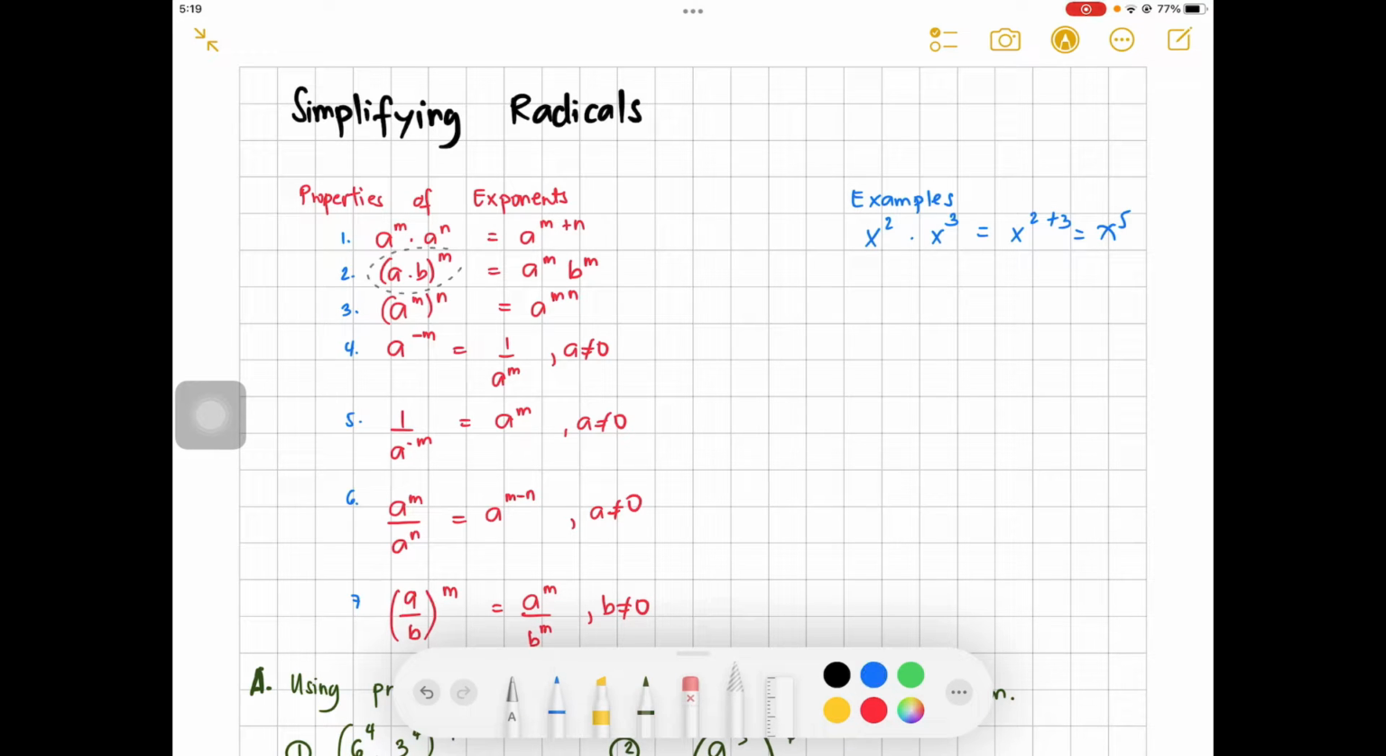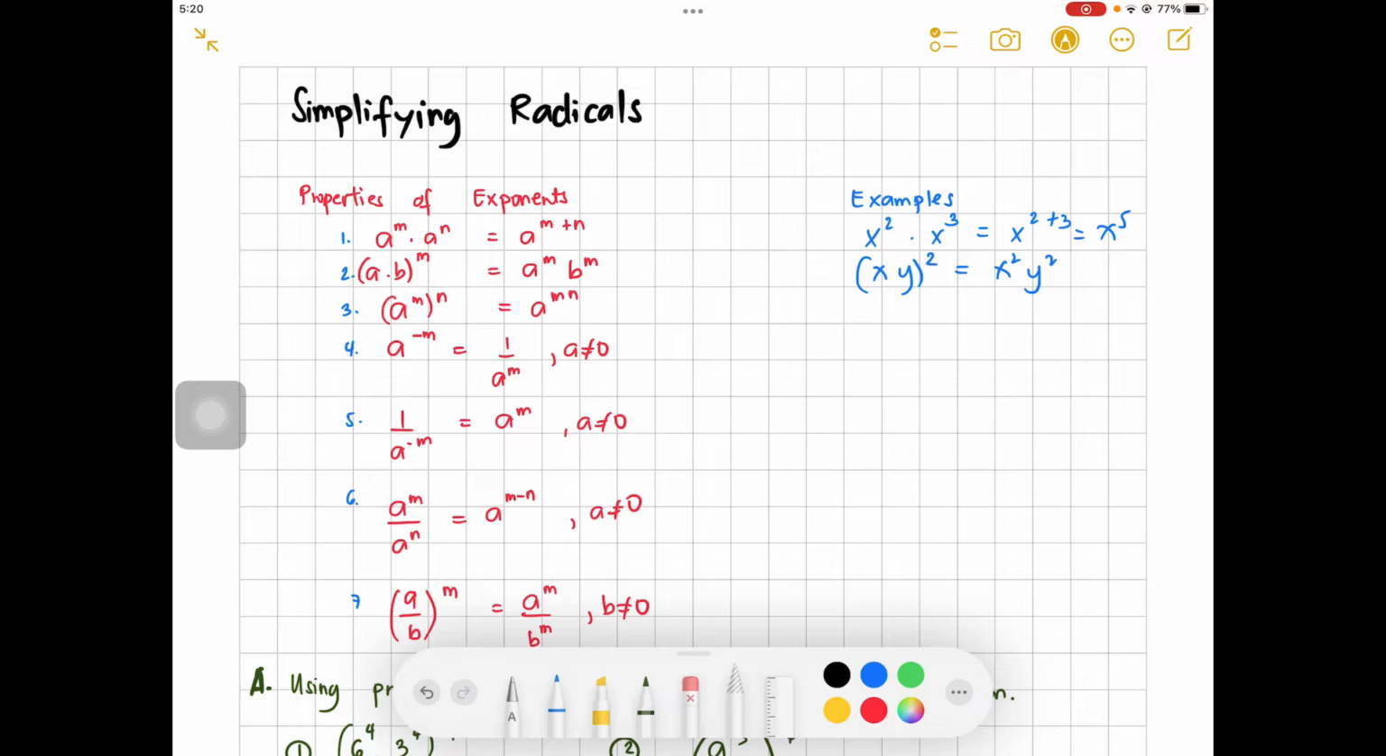Next, a times b raised to m. So you distribute the exponent. So we have a raised to m times b raised to m. For example, we have xy raised to 2. It means that x squared, y squared.